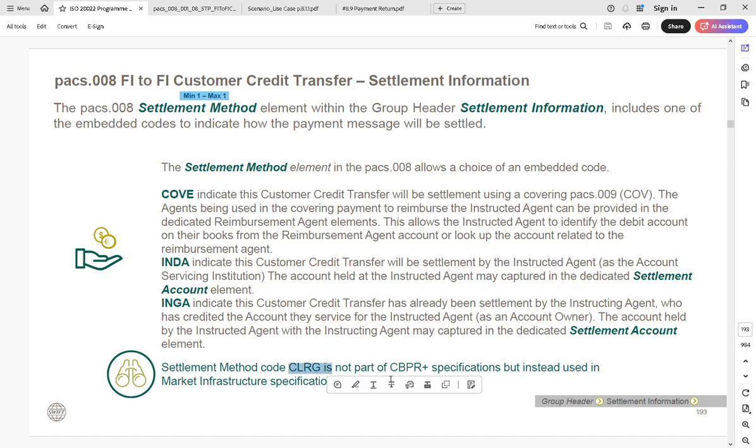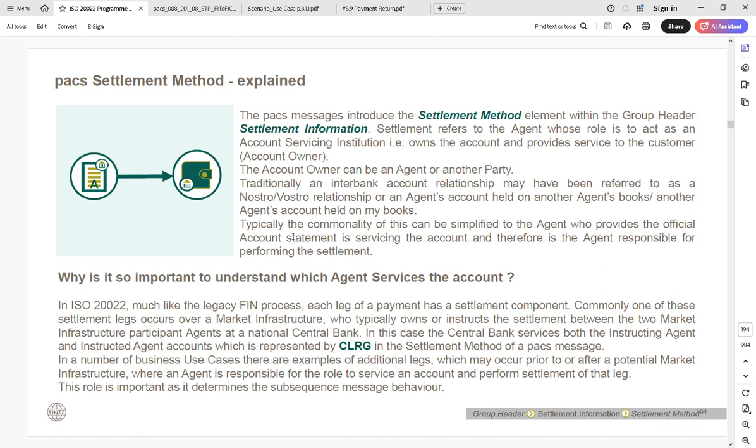Clearing is not allowed in CBPR+. CLRG, clearing, is not used in CBPR+, but it is used in the market infrastructure called HVPS. HVPS means high value payment system. There it is used. So now I'm quickly walking you through where it is located.